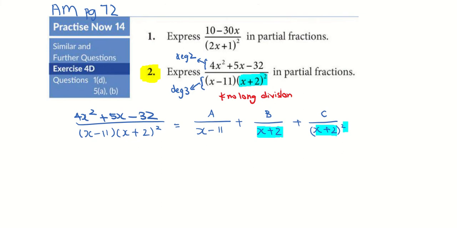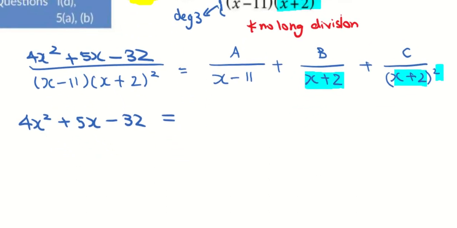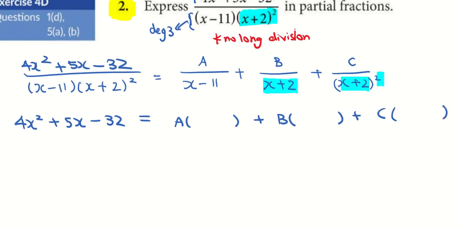Okay, next is we need to simplify this equation. How do we simplify is to remove the unnecessary denominator. Okay, so we do not have any denominator left. Meaning, we will just need to look at my numerator. I just want 4x squared plus 5x minus 32 on the left hand side. And to do that, we will multiply everything by the denominators, which is x minus 11, x plus 2 whole thing square. So it should look something like this. Okay, try it out and see whether you are able to find out what are in my brackets for A, B, and C.